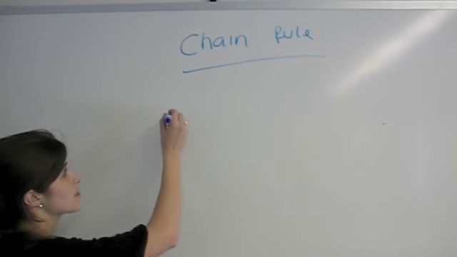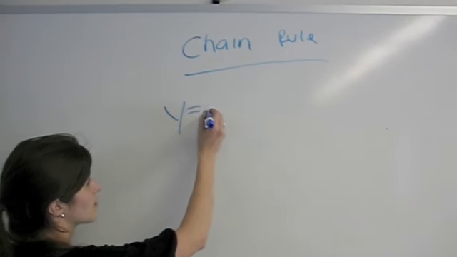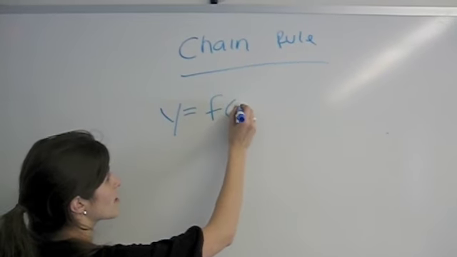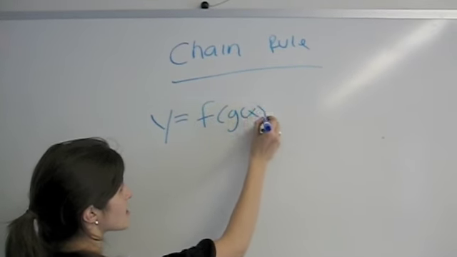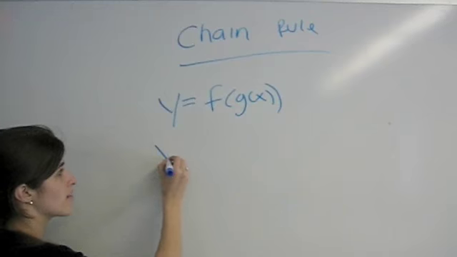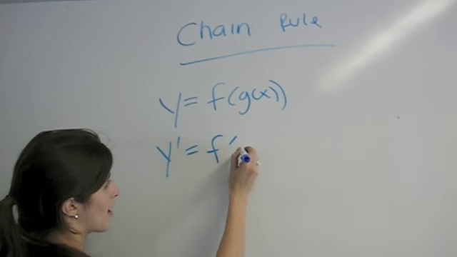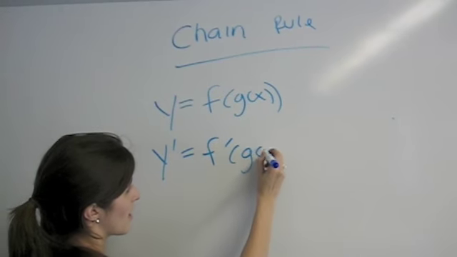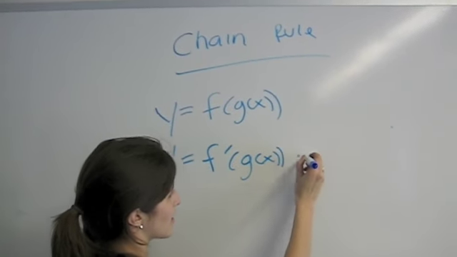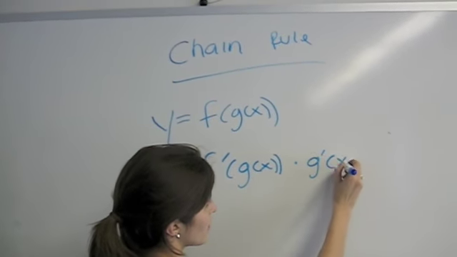The chain rule is when you have an equation where y equals f of g of x, then the derivative, or y prime, is equal to f prime of g of x times g prime of x.